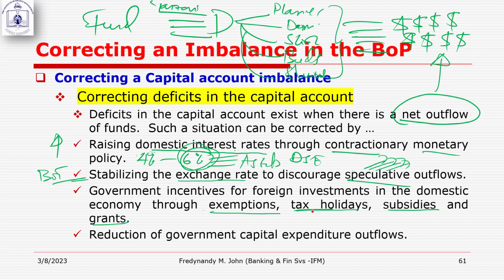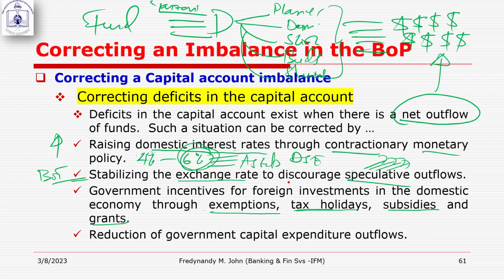Tax holidays, that is, once an investor has come and invested in your country, you give them some few years where they do not necessarily have to pay the entire tax, but at least they will pay an affordable tax, a certain portion, so that they can very well establish their businesses in the country, and after some time, they will start paying tax same as other investors. That's what we call tax holidays.